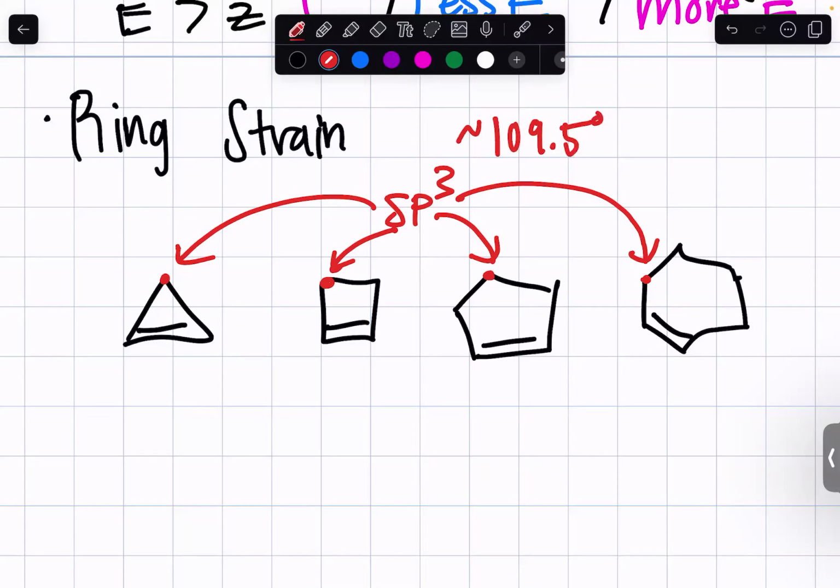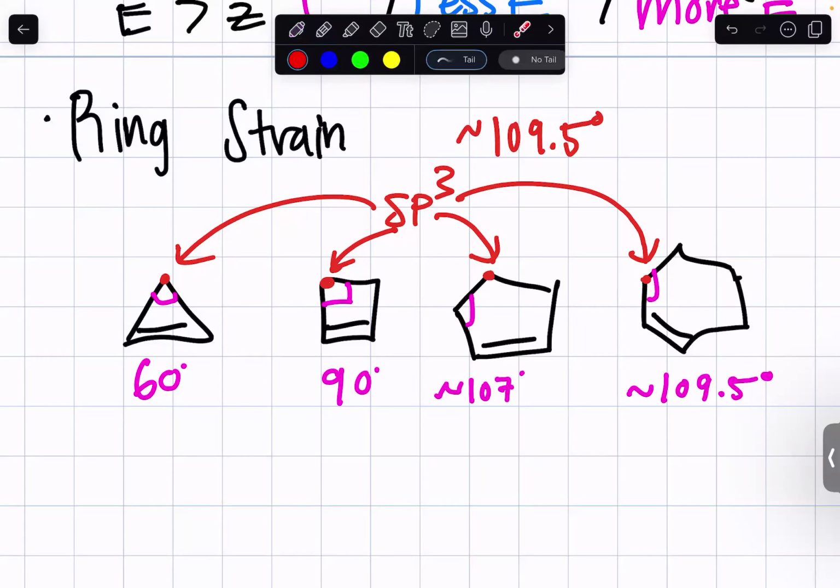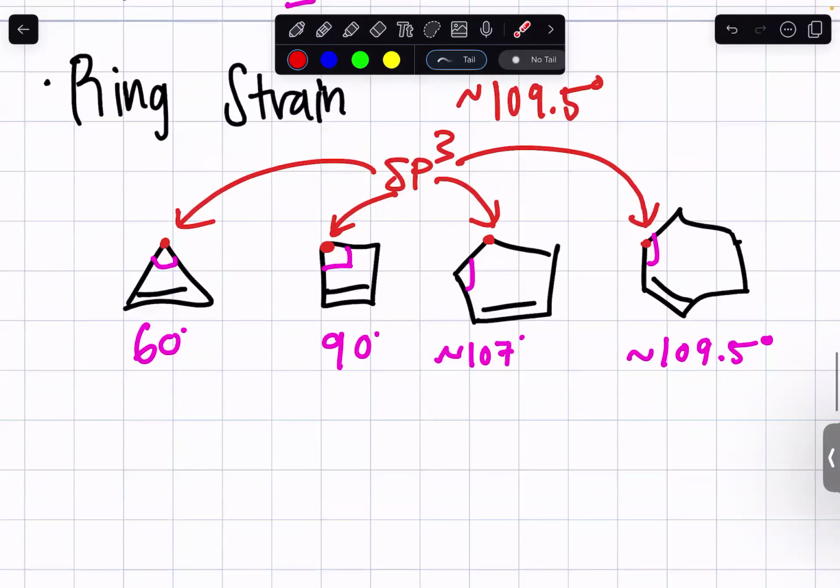Where if it's in a cyclopropene, a triangle, that's forced to become 60 degrees. If it's cyclobutene, it's forced to become 90 degrees. Cyclopentane is around 107 degrees, and then cyclohexane, especially in the chair form, is around 109.5. Where the bigger the difference between the bond angle something is and its preferred bond angle, the more ring strain it has.